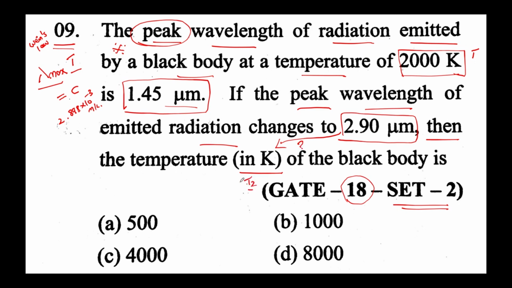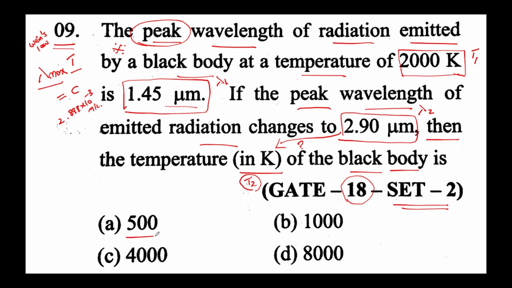T2 is what has been asked in the question, and this is kept as T1. Let us keep this as lambda 1, and this as lambda 2. For the first case, the wavelength and temperature lambda 1 and T1 have been given, and for the second case, the wavelength lambda 2 has been given, but the temperature is what they are asking. They have clearly mentioned that it is a black body, because we know that Wien's law can be applied for a black body, as it is nothing but the extension of Planck's law.